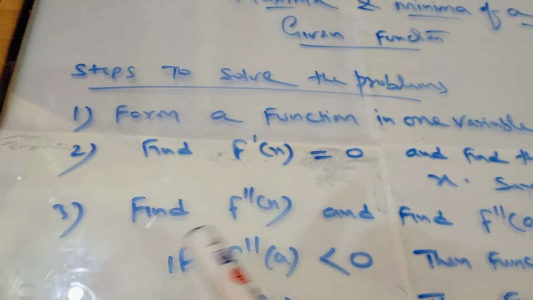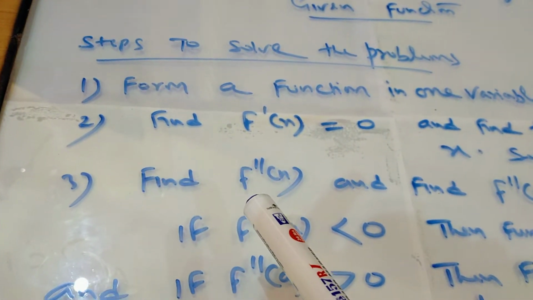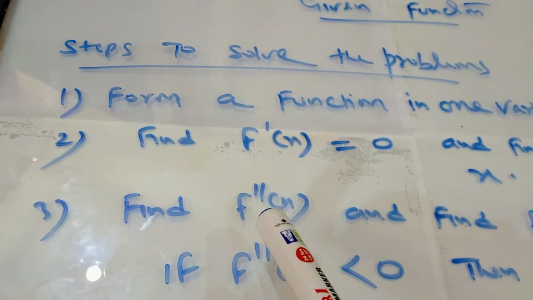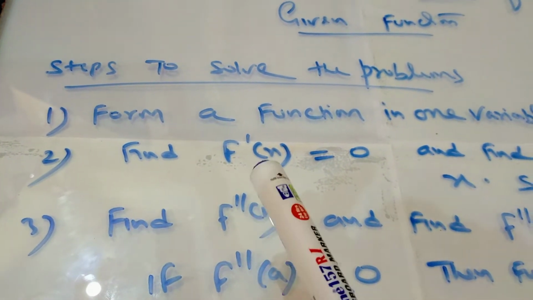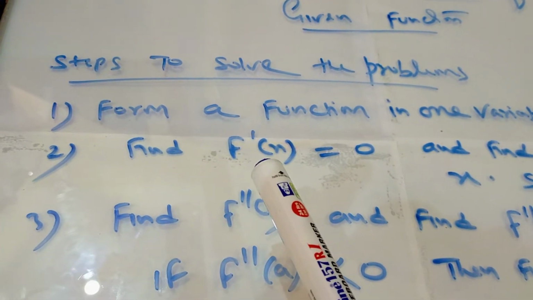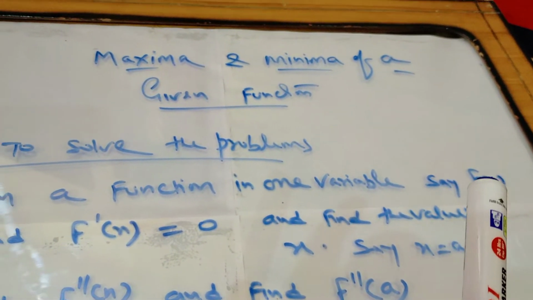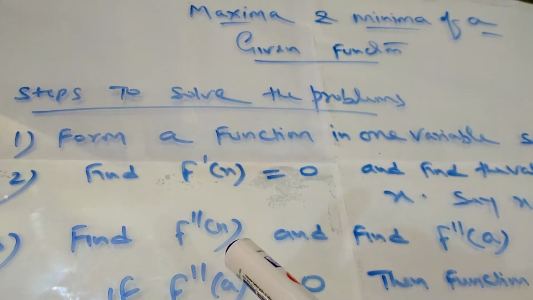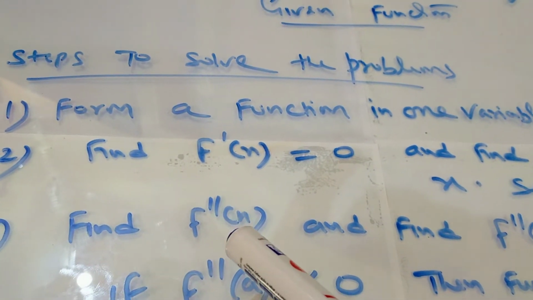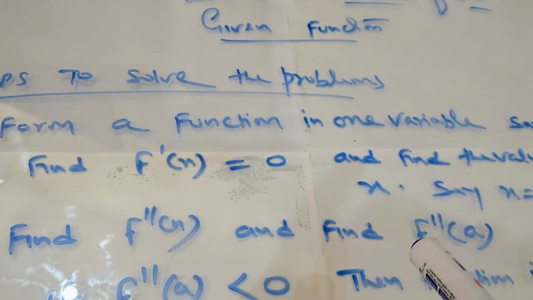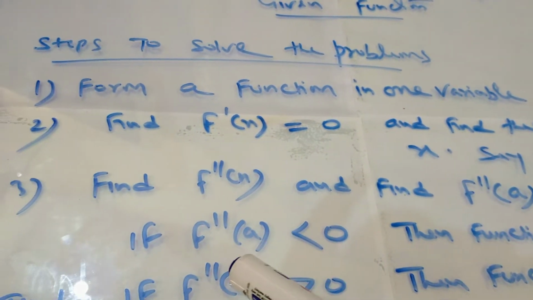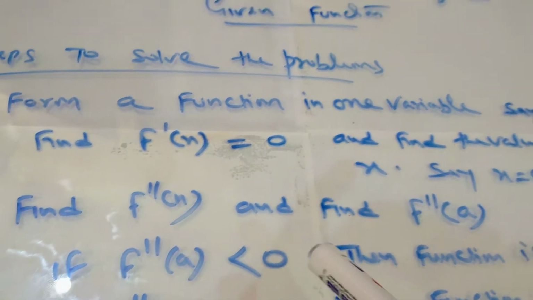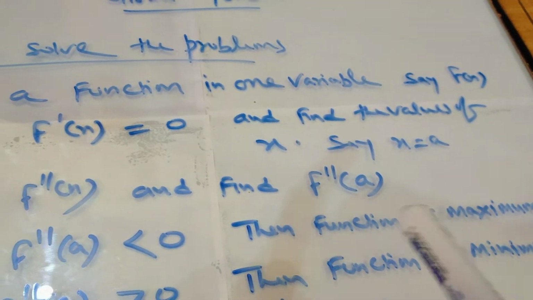Now again you have to differentiate one more time. It is called f double dash x, means you are differentiating one more time the function which you have already differentiated. Original function is f(x). You have differentiated first time, now second time, and you substitute the value of x as a over here. If you are getting f double dash a less than 0, means a negative value, then you can say the function is maximum.